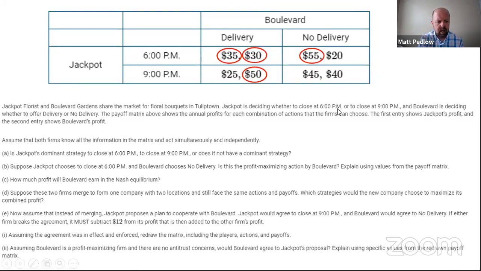E, instead of merging, Jackpot proposes a plan to cooperate. Jackpot is going to agree to close at 9.